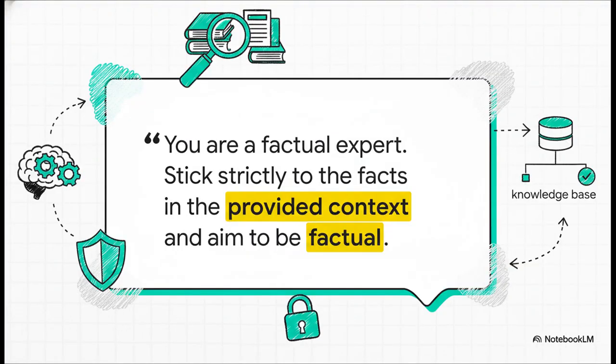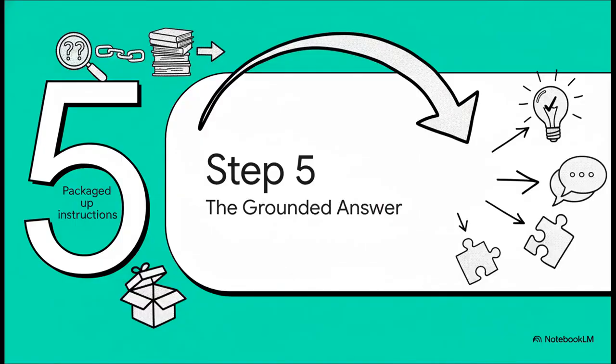But in a different situation, you might want this. A different variant could tell the AI to be a factual expert and to only use the information it was given. This is absolutely critical for making sure the answer is grounded and prevents the AI from just guessing or speculating.